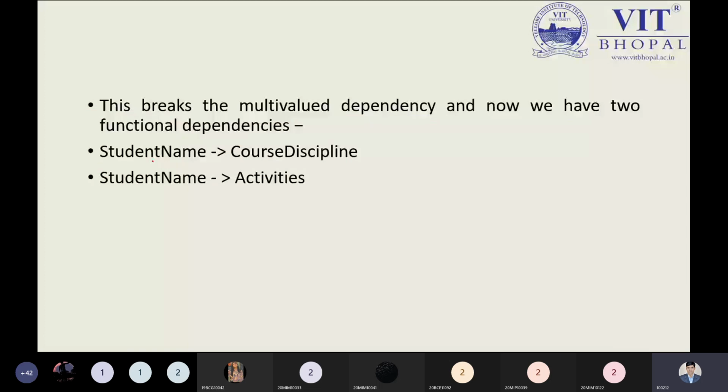So after understanding this point, after determining the multiple determinants, we can say now we are calling them functional dependencies. So functional dependency is saying to us that course discipline will depend on the student name, and activities also depend on the student name. So this is a simple example we are observing over here. So we have to determine the functional dependencies.